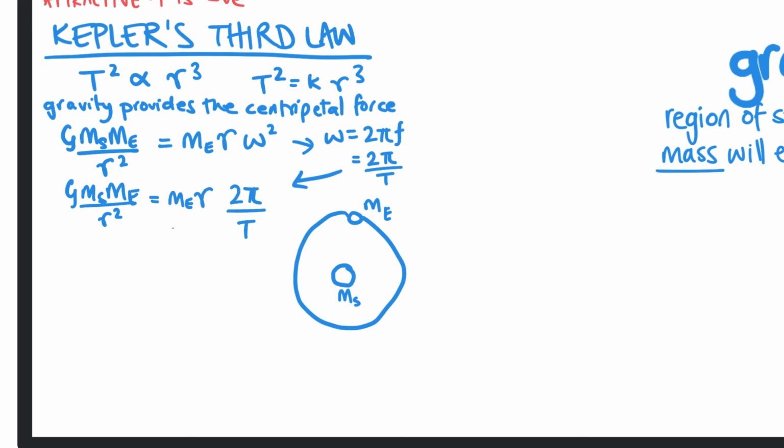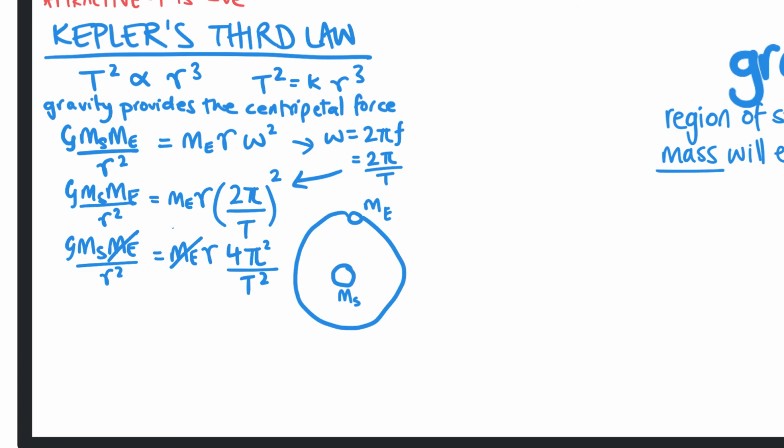Now remember that omega was squared, so therefore this expression also needs to be squared, and that's an easy mistake to make when you're writing this out. Next thing we're going to do is multiply out what we have in the brackets. Now we should see that on both sides of the equation we have m_e, so those terms will actually cancel out.